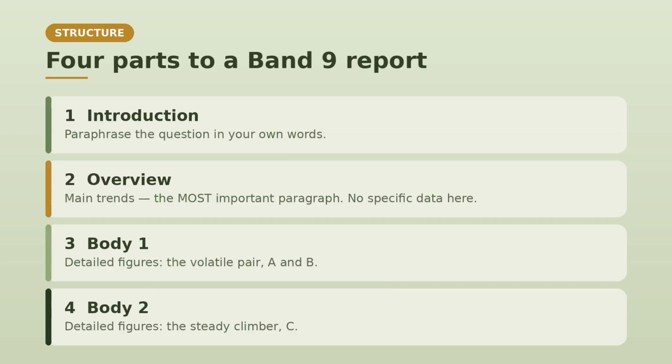A high-scoring Task 1 report has 4 parts. An introduction that paraphrases the question. An overview of the main trends. This is the single most important paragraph, and it contains no specific data. Then 2 body paragraphs with the detailed figures.